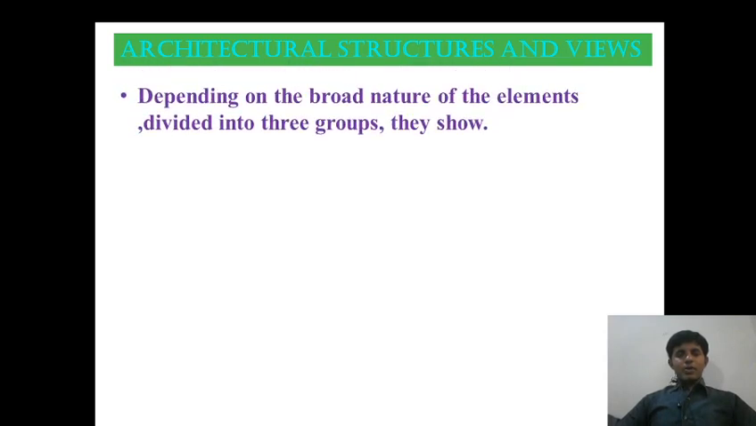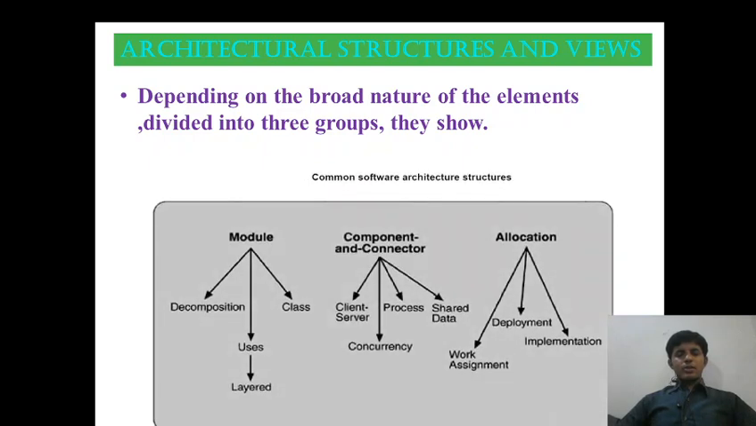Depending on the broad nature of the modules, these are divided into three groups, nothing but the architectural structures divided based on the elements or modules. They are module, component and connector, and allocation. These are the three architectural structures commonly given by the software industry for architectures.